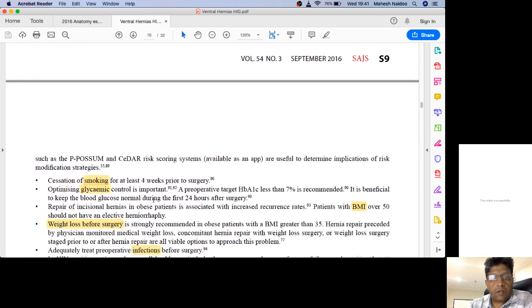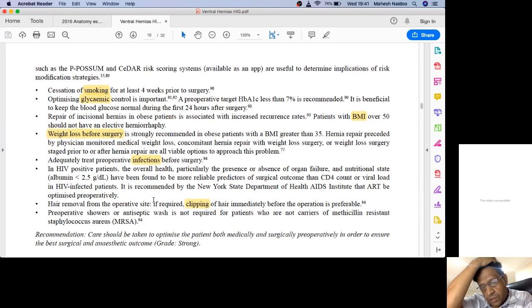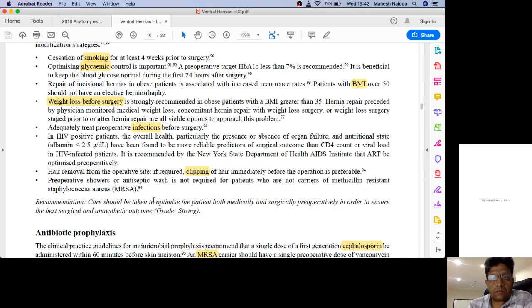Perioperative management, it's important to assess your patient adequately before proceeding. They should stop smoking at least 4 weeks prior to surgery. If they're diabetic, their glycemic control needs to be very tight. Weight loss, this issue of obesity, which I've mentioned already, adequately treat any infections. HIV-positive patients, according to this article, the risk of recurrence is related more to the nutritional status and the presence or absence of organ failure as opposed to the CD4 and viral load. But the recommendation from the first world is that antiretroviral therapy should be optimized preoperatively.